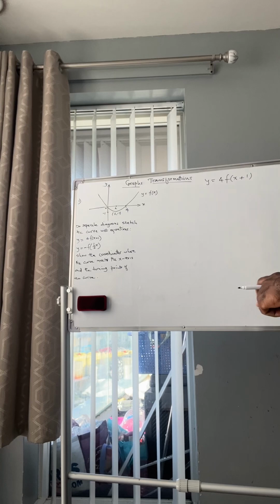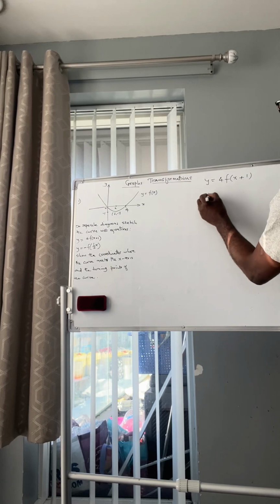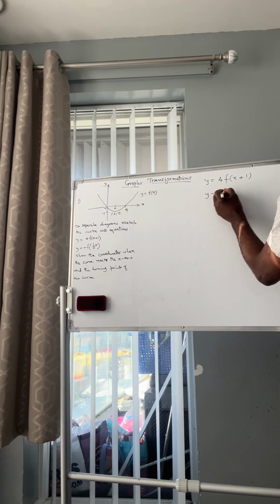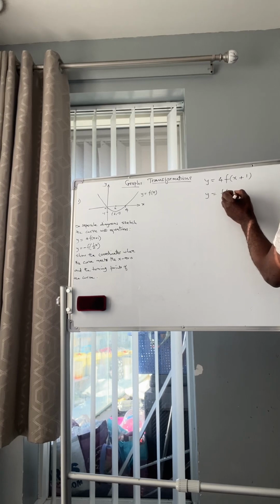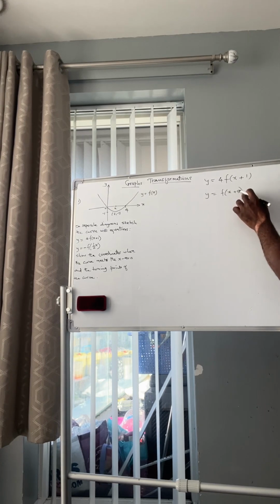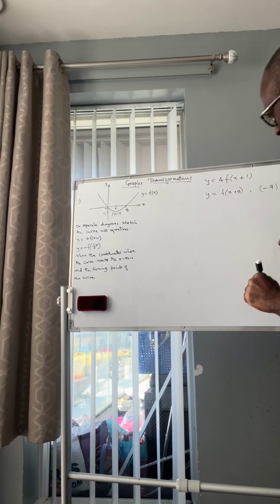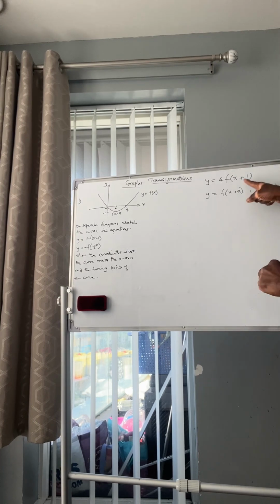So let's see what is inside the bracket. We got plus 1, which means we are looking at the function y equals f of (x plus a). So we did say this is a translation on the x-axis. When you have it like this, it's a translation on the x-axis. When you want to represent now this a, it's going to be minus a. I've mentioned that before. So this one is going to be minus 1.